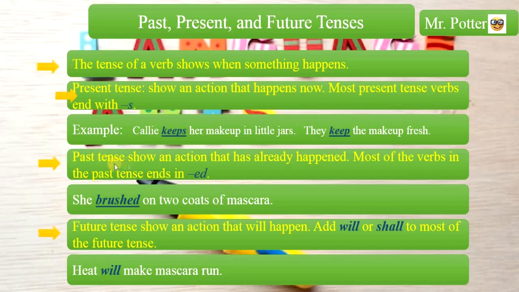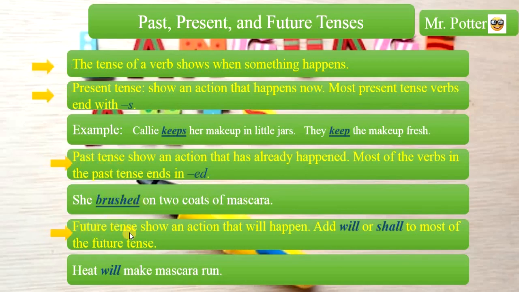Number 2. Past tense. What is a past tense? A past tense shows an action that has already happened. Most of the verbs in the past tense end in ed. Example, she brushed on 2 coats of mascara. In here we have the verb brush. The original verb is brush, but we add ed because we are talking in past tense.